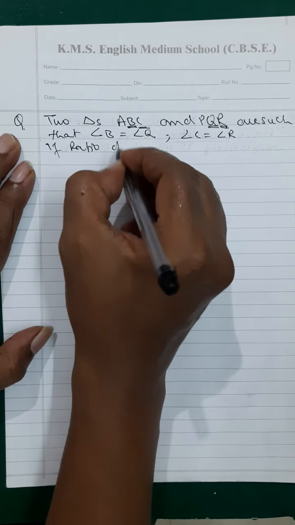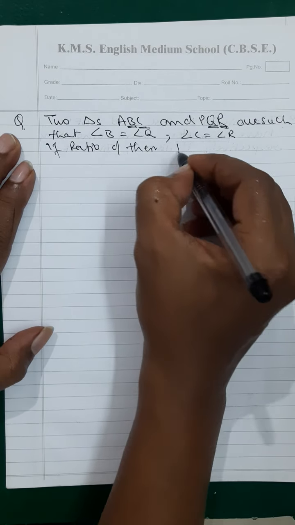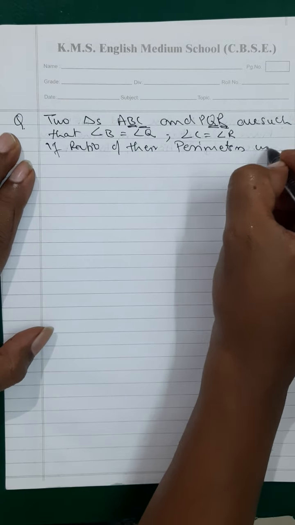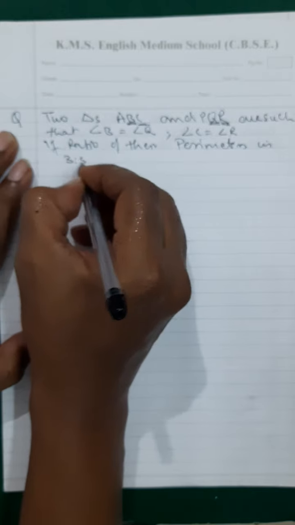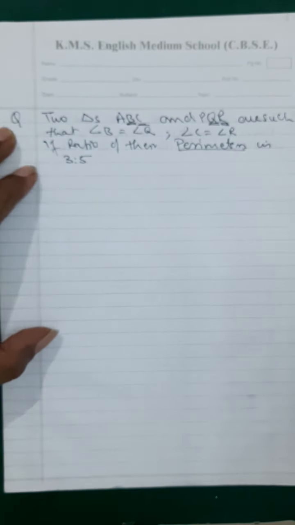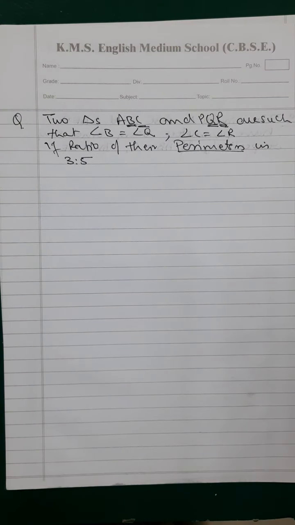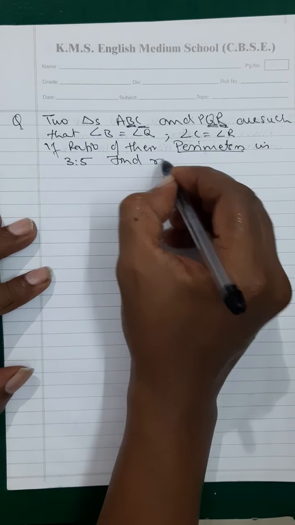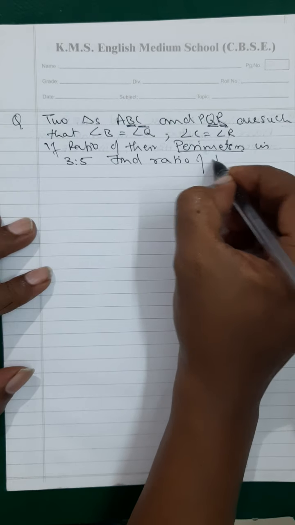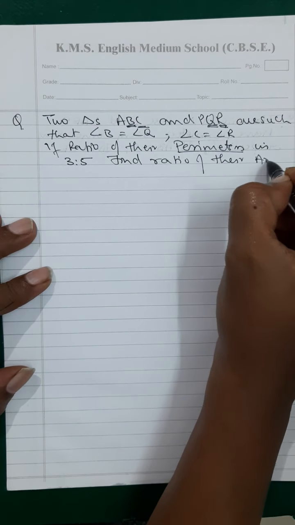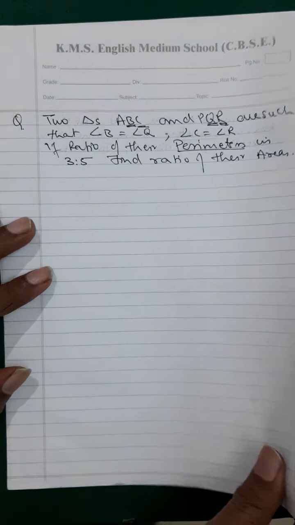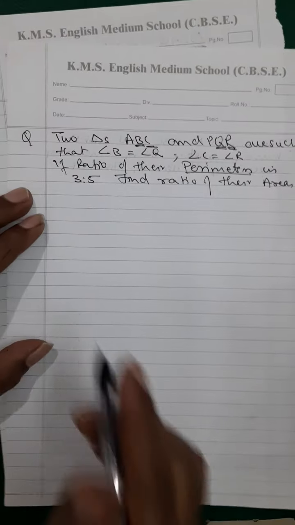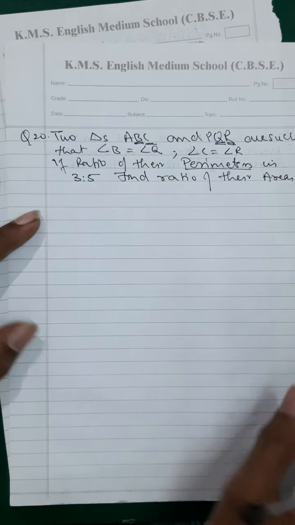ratio of their perimeters is 3:5. Basically again they have given you perimeters. Find the ratio of their areas. This is now going to be a combination of the two. Fine. Basically these two questions, they go hand in hand. This basically is 20th question.